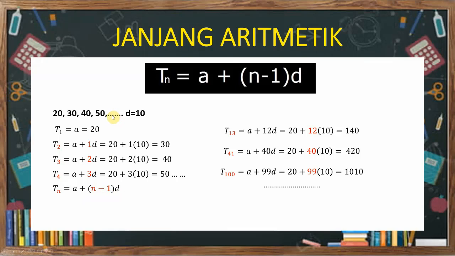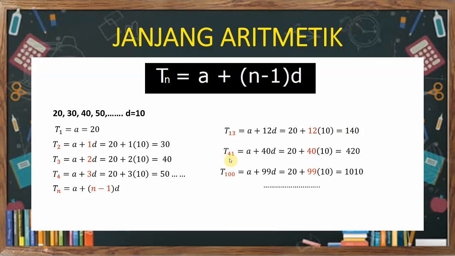So, if you would like to find further terms, for example, the 13th term, from what we derive, the 13th term should be A plus 12D. So, you use A, which is 20, plus 12 times D, which is 10, and the result will be 140, where you do not need to list out all the 13 terms in order to get the 13th term.